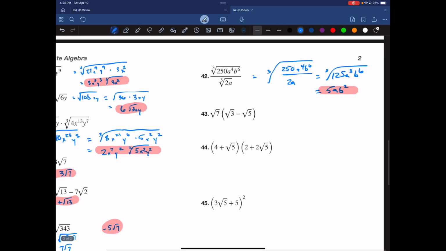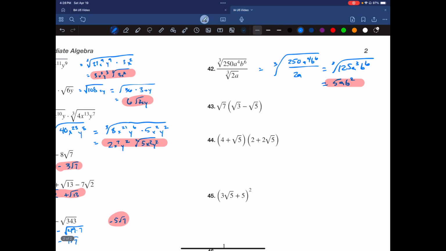Okay, and then on 43, I'm going to distribute all this. When you multiply radicals together, multiply the insides, so this is going to be square root of 21 minus the square root of 35. Right? And there's nothing I can do there, but that's your answer.